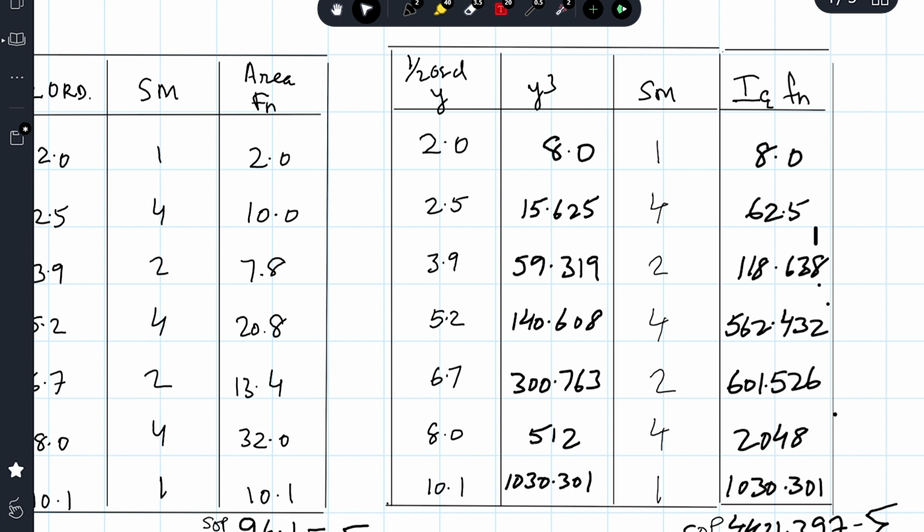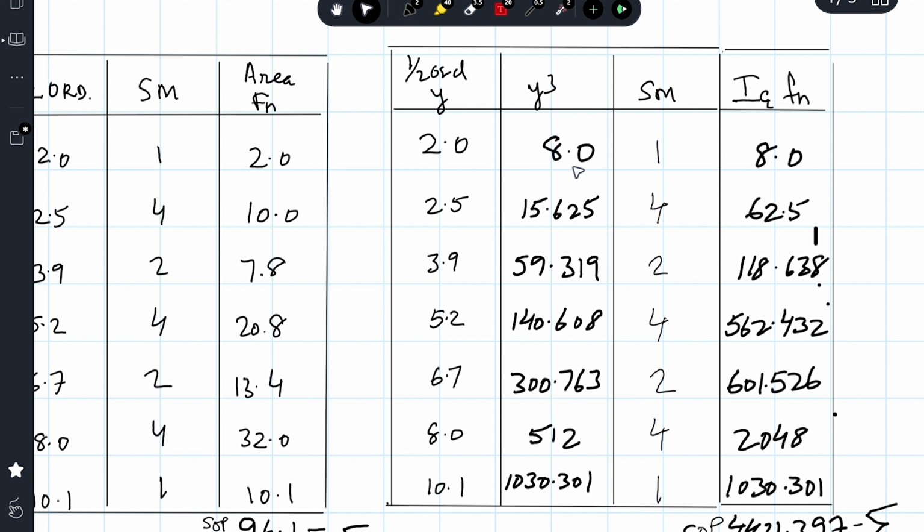So y cube dot dx is calculated by Simpson's rule here, that upon 3 is taken out of the integral, and later on we divide by 3. So I write the half ordinates from forward to aft. Take the cube of every ordinate. So cube of 2, cube of 2.5, cube of 3.9, like that. We find the cube of every half ordinate, and I write the y cube function here. This is y cube.